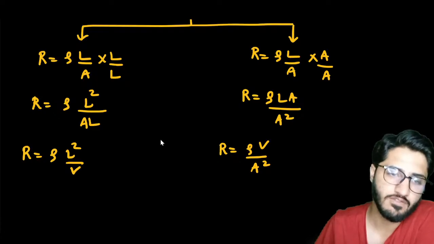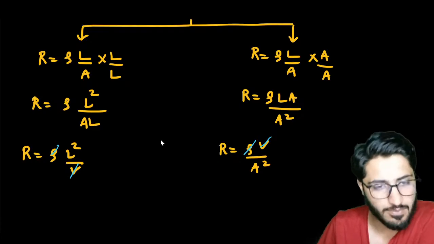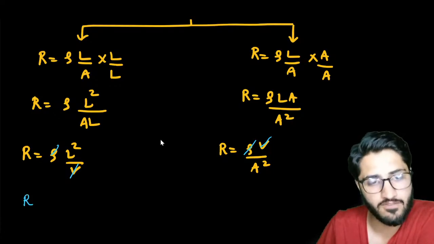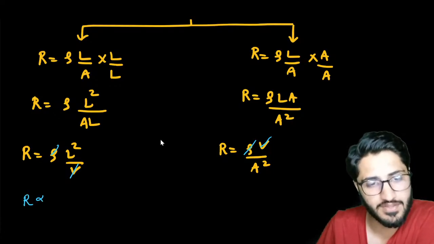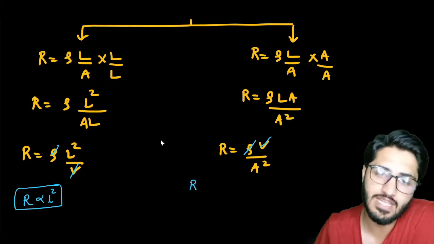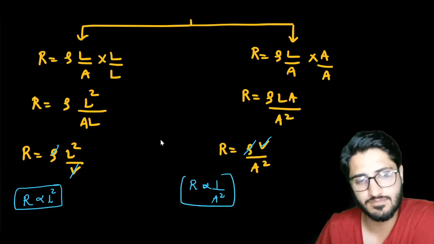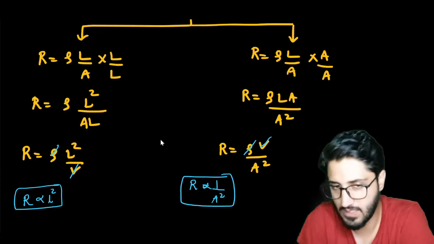This simply indicates V constant, rho constant. That means if we are dealing with only length, my resistance is proportional to length square. If we are dealing with area, it is 1 by A square. Done now.